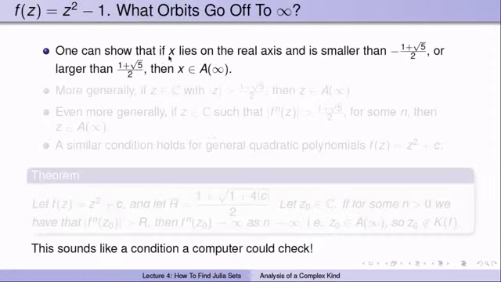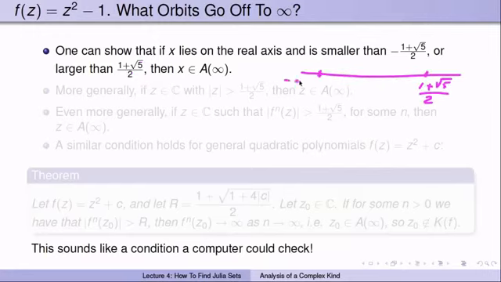One can actually show that if x is on the real axis and smaller than minus (1 plus root 5) over 2, or bigger than (1 plus root 5) over 2, then it belongs to A of infinity. So that was our fixed point, (1 plus root 5) over 2, the point that was fixed under f, and here it's negative, minus (1 plus root 5) over 2. That is not a fixed point of f, but it's mapped onto the same point as (1 plus root 5) over 2, because when you square and then subtract 1, you're also mapped to this point. It's mapped here, and this point is mapped to itself.